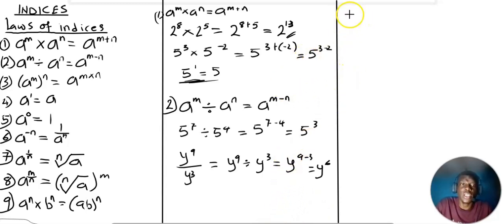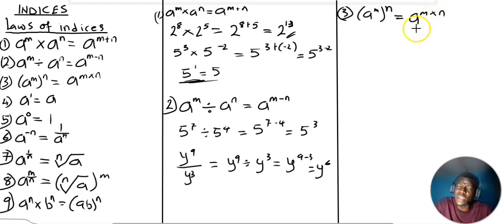Let's move to the third law here. The third law says, when you have something like a raised to the power m, all raised to the power n, this is called the power law. This law says that when you have a double power, like more than one power, as you can see, a has a power and the whole of it has another power, what you will just do here is very simple: the powers multiply themselves. Just like in the first case where the powers add, and here the powers subtract, in this case the powers multiply. So you have a raised to the power m times n.